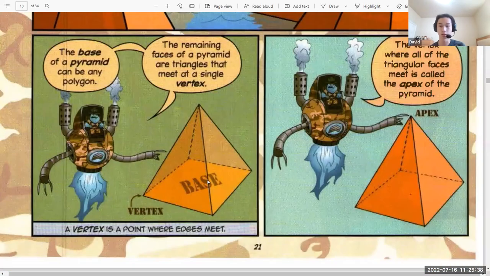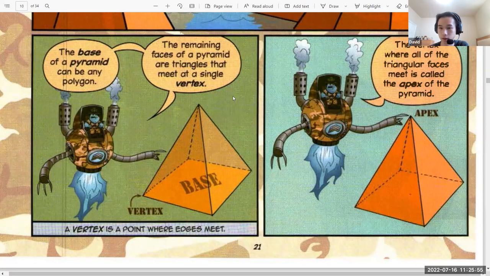Right, so let's take a look at this pyramid. How many vertexes do we have? We have one vertex here, one there, one there, one there, and one there. So that makes a total of five vertexes. And what you'll see is that the number of vertexes changes based on your base, mostly.